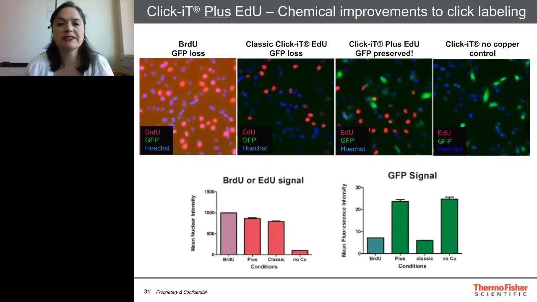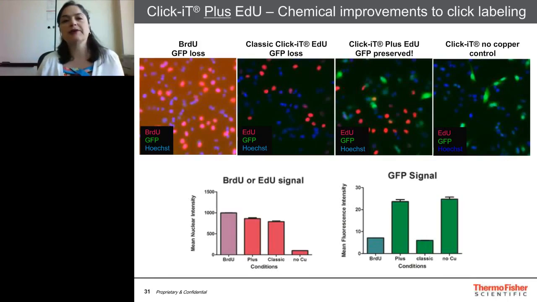It preserves the GFP signal and the EDU signal, and that's what you're seeing in that third panel. You're seeing the nuclei in blue. It's a little hard to see, but I think you can see them. And then you're seeing the GFP labeled cells in green, and you're seeing the cells that were proliferating at the time they were fixed in red. So you can see you get all of the signals you want, whereas in the other two panels, the BRDU and the classic ClickIt, you lost your GFP signal. That last panel is just a control showing you that the ClickIt signal is in fact real, and if you take away the copper that's necessary to catalyze that reaction, then you lose your EDU signal.